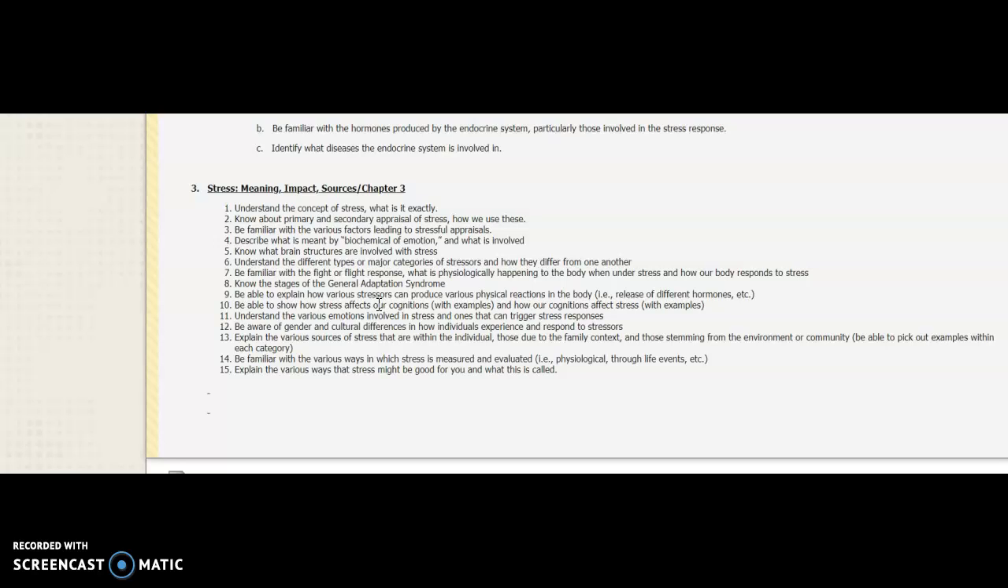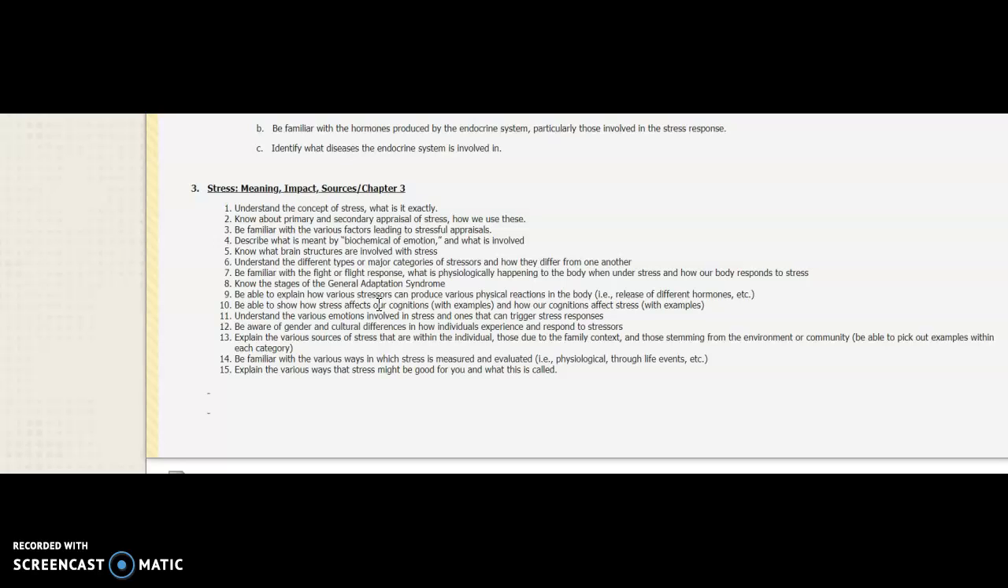So we'll look at the different stages of that, and we'll explain how various stressors can produce different physical reactions in the body, like the release of hormones that come to your aid when you're stressed out. This is a good thing, but if you're stressed out all the time and those hormones are being released all the time, then that is going to affect you negatively over time. Those hormones weren't meant to be excreted in great amounts over the course of one's lifetime, but they may help to get you through a stressful period or a tragedy or something where you need to respond quickly.